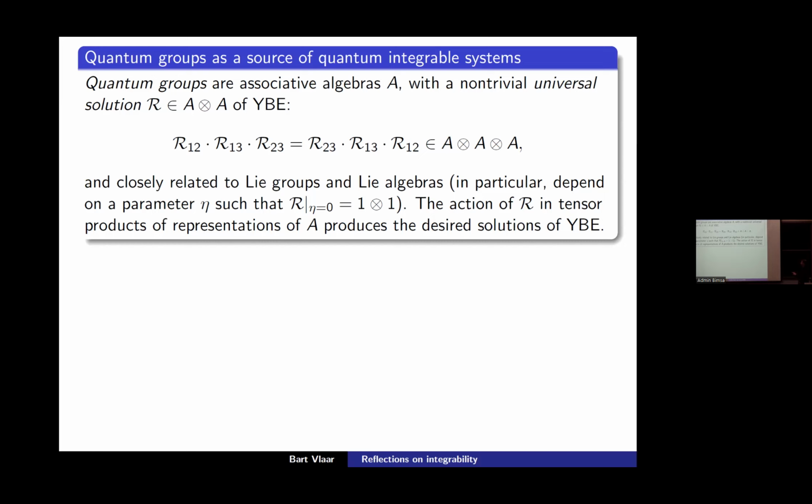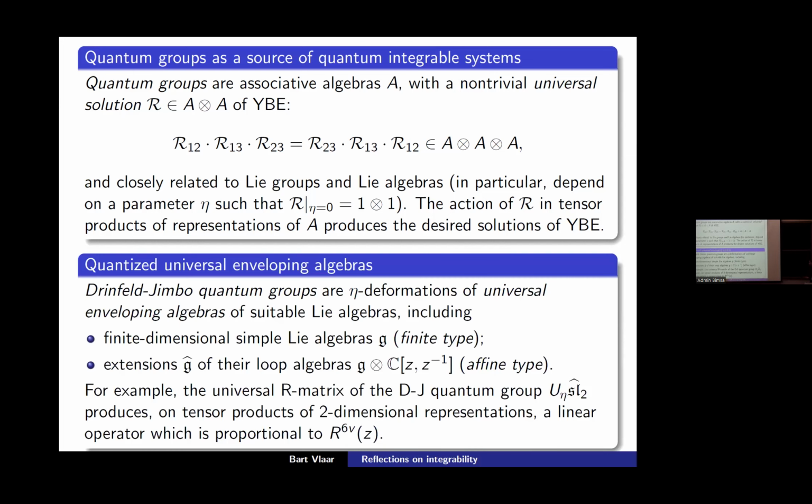And to any Lie algebra, you automatically have the so-called universal enveloping algebra. And these are infinite dimensional, even if you start with a finite dimensional Lie algebra. Okay? And so this R matrix, this universal solution, satisfies the condition that at a particular value of a parameter, it should produce this trivial solution. But in general, it should not be trivial, only at that special point, eta. And so if you just look at the action in tensor products, you get solutions of the Yang-Baxter equation.